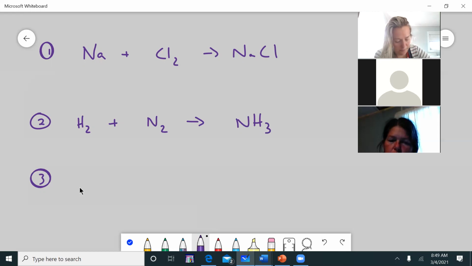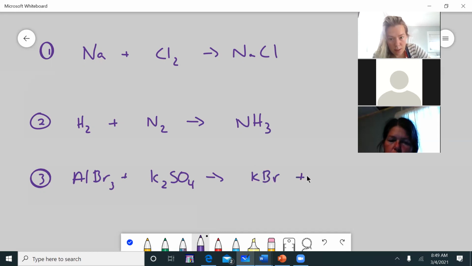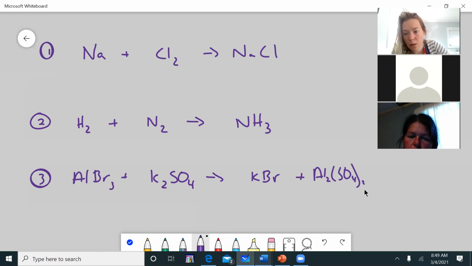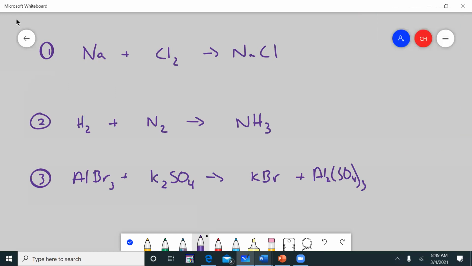Let's see. AlBr3 plus K2SO4 produces KBr plus Al2SO4, 3. All right, so you work on those 3, counting up the number of atoms you're starting with and you're ending with, and then work to put coefficients to balance.